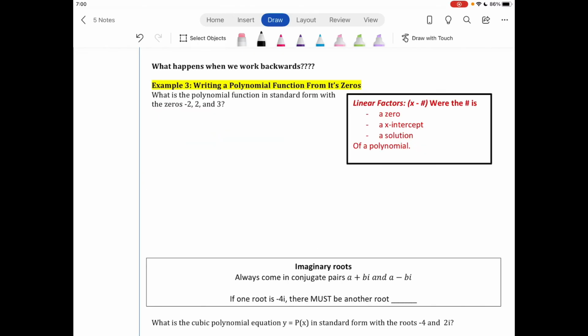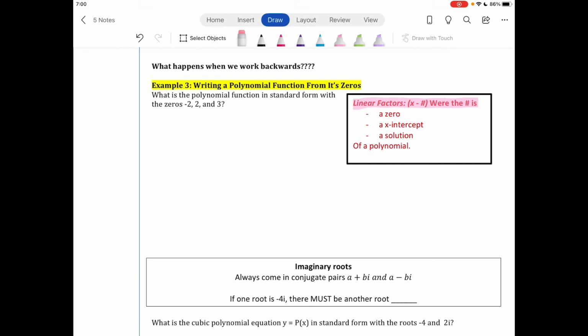Now, what if we worked backwards? What if we want to write a polynomial function from its zeros? We have what are called linear factors, and that's what we've been doing. We've been trying to break the polynomial down into sets of linear values that multiply back together. In linear factors, we always have x minus some number. But what that number represents is a 0, which we also know as an x-intercept, and we also call that a solution of a polynomial function.